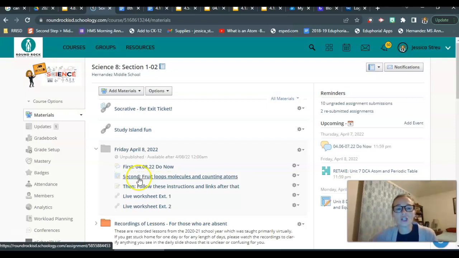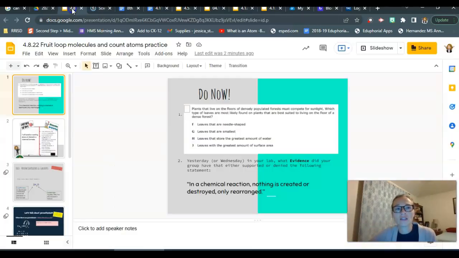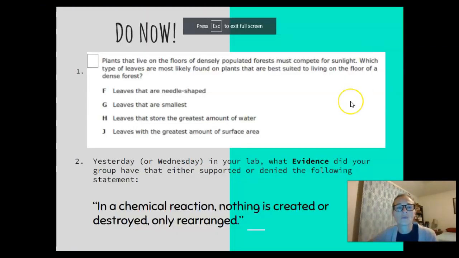The next thing you're going to do is a Fruit Loops molecules activity that has a worksheet with it. You don't get to just build a molecule with Fruit Loops and then eat it. You do that, but you're going to draw it, write something about it, and then answer a bunch of practice questions after that. Okay? So we're going to start here in the daily slideshow, and you'll know what to do when you finish that Fruit Loops worksheet afterwards. Okay? So here's our do now.